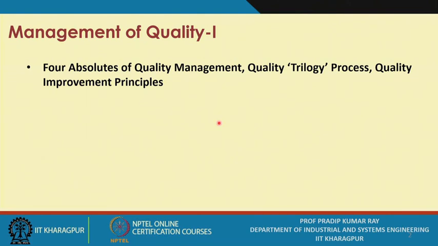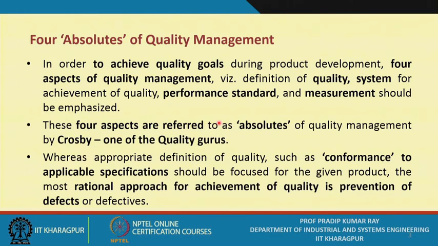And the last one we are going to discuss is quality improvement principles. So improvement is the ultimate goal, and there are specific principles you have to adopt, you have to use for quality improvement. Now let us talk about the four absolutes of quality management. That means these are the necessary conditions.